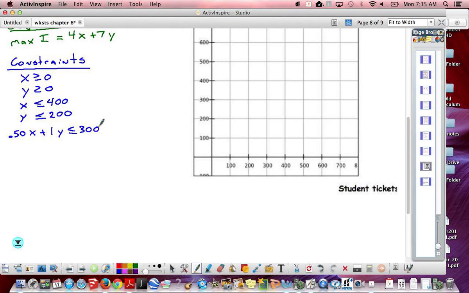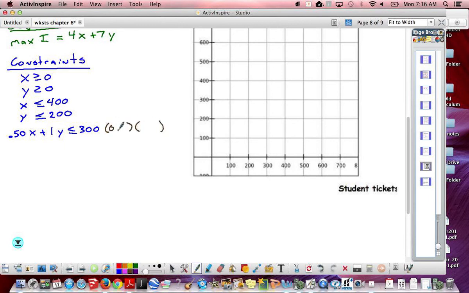So now we want to graph these. What makes these a little bit different to graph is you have this x and y, so you have some horizontal and vertical lines to deal with. These aren't really hard to graph. I'm going to come to it in just a second. I'm going to deal with this one here first.